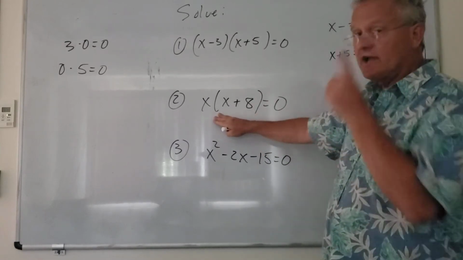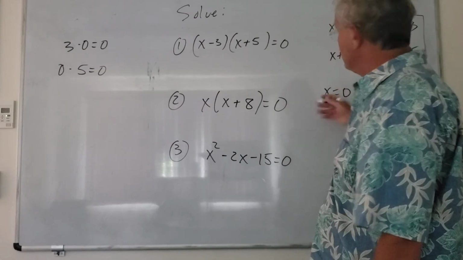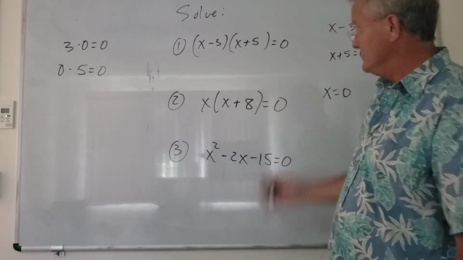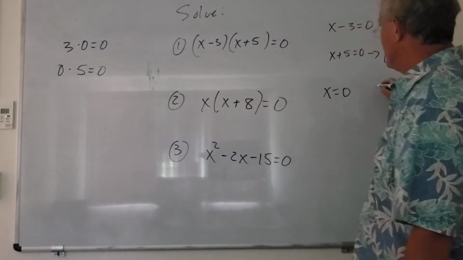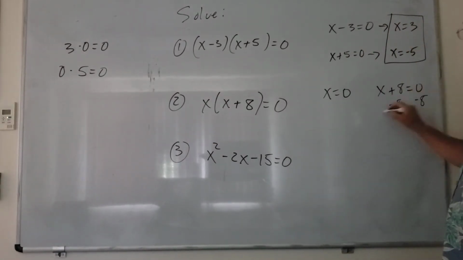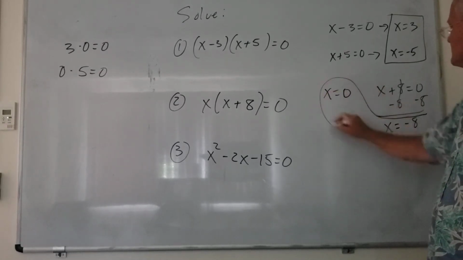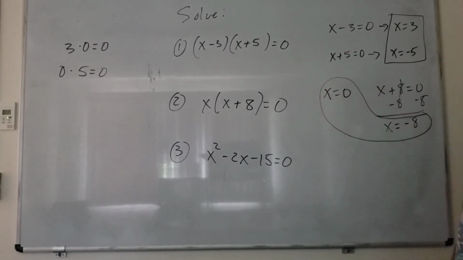So we do the same thing on the second equation. Set the first factor equal to 0. Well, there's our answer. There's no work to do. X is 0 is one answer. When I have x plus 8 equals 0, when I subtract 8 from both sides, we get x is negative 8. So these are the solutions to the second equation.